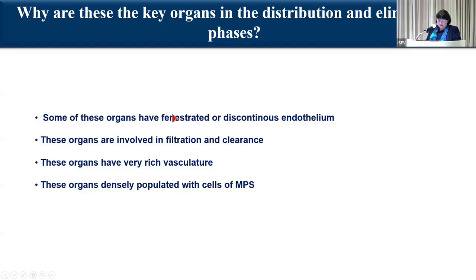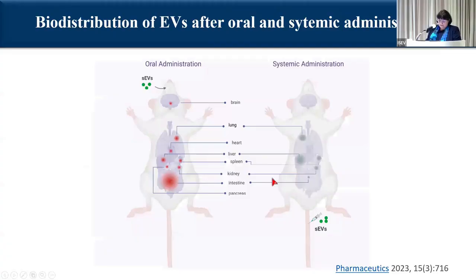Why are these organs, liver, kidney, spleen, and lungs, the ones which show the highest role in EV accumulation and elimination? First of all, some of these organs, as I already mentioned before, have fenestrated or discontinuous endothelium, which enables the very quick and efficient exit of vesicles from the circulation to the tissues. These organs are known to be involved in filtration and clearance. They have particularly rich vasculature, and quite a few numbers of the mononuclear phagocytic system are present in these organs. Probably these are the explanations why they are the organs that play a pivotal role in EV removal.